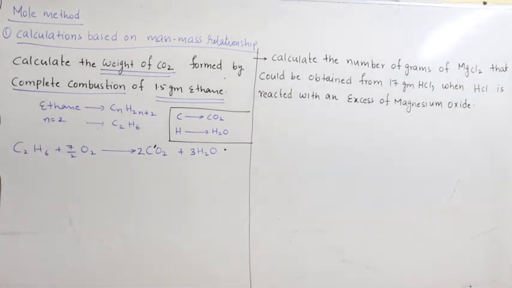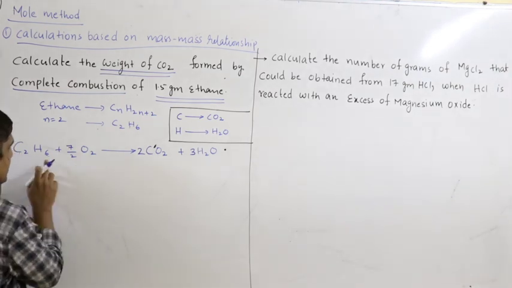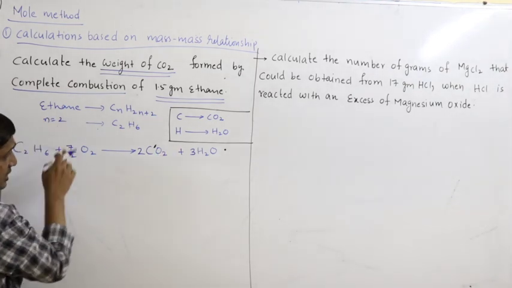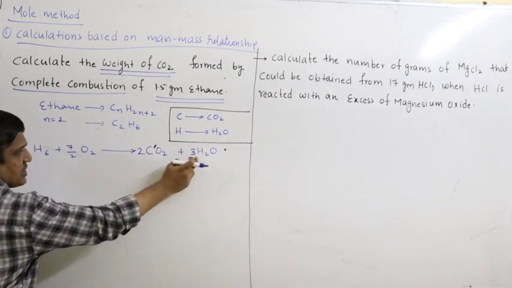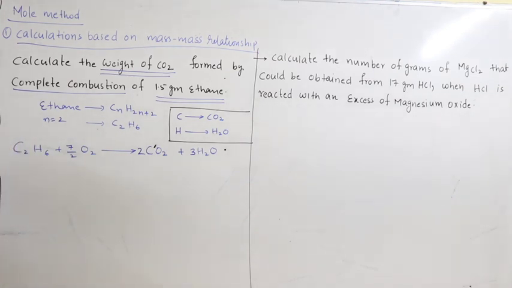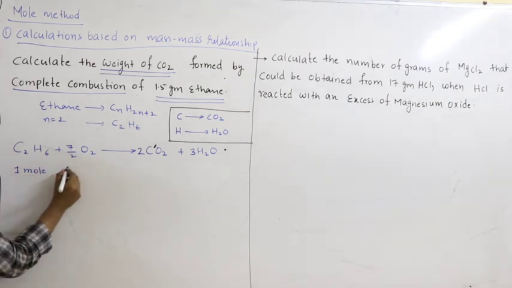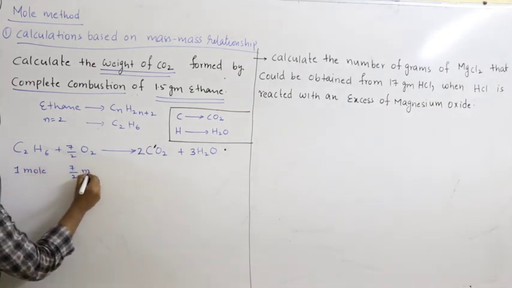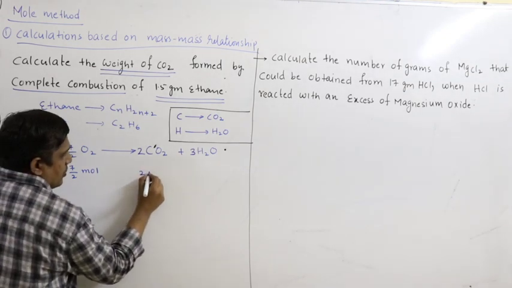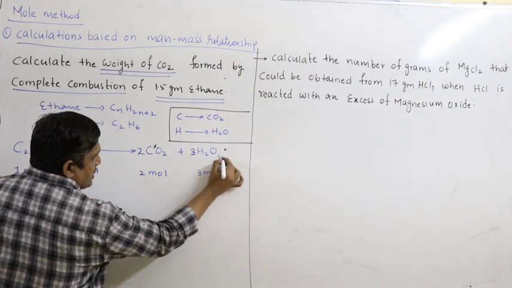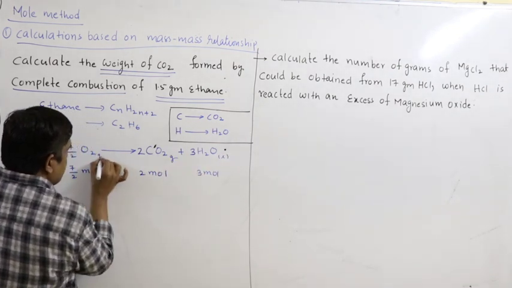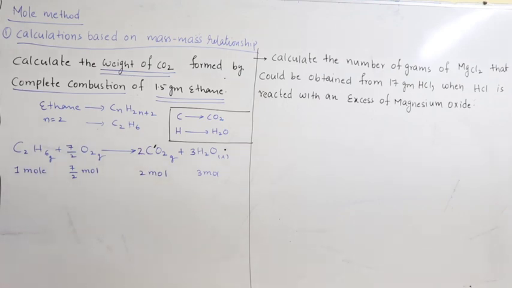Now it is balanced. 2 carbons, 6 hydrogens, right? 7 by 2 O2, that means 7 oxygens, 2 2s are 4 plus 3, 7 oxygens. So it is balanced. So nothing is there, that means 1 mole of ethane combines with 7 by 2 moles of oxygen to form 2 moles of CO2 and 3 moles of water. Usually water will be liquid, this is gas, and this is also gas. This is the stoichiometric mole ratio.